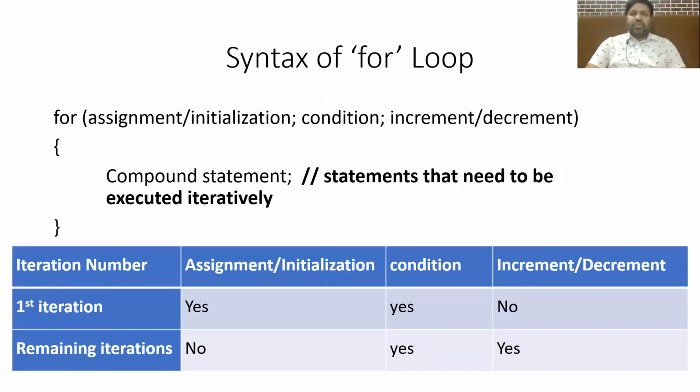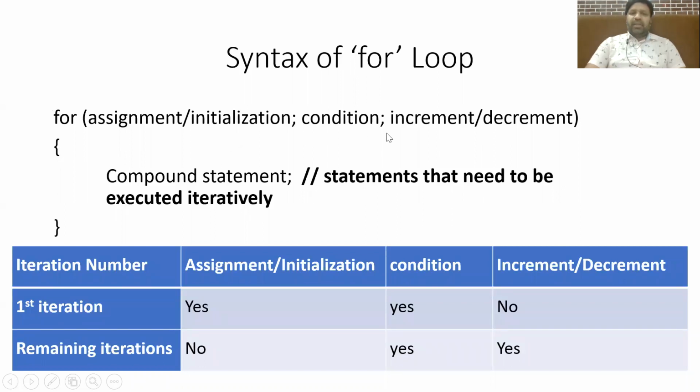Syntax of the for loop. The syntax of the for loop is very simple. The for keyword is used and then within the braces, three components are mentioned. The first one is called the assignment or the initialization. The second one is the condition and the third one is the increment or the decrement. It is then followed by a block of compound statements.